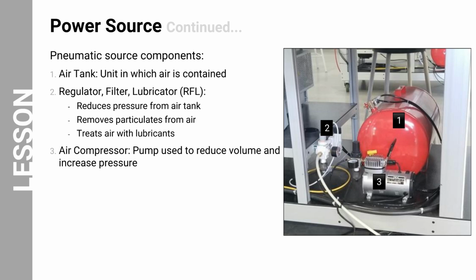The third component is the air compressor, which replenishes the air tank and builds up the pressure used for the intended application. The compressor can be powered by electricity or gas. These 3 components, along with tubes or pneumatic lines that connect to the end application, comprise the essential elements of a pneumatic system.